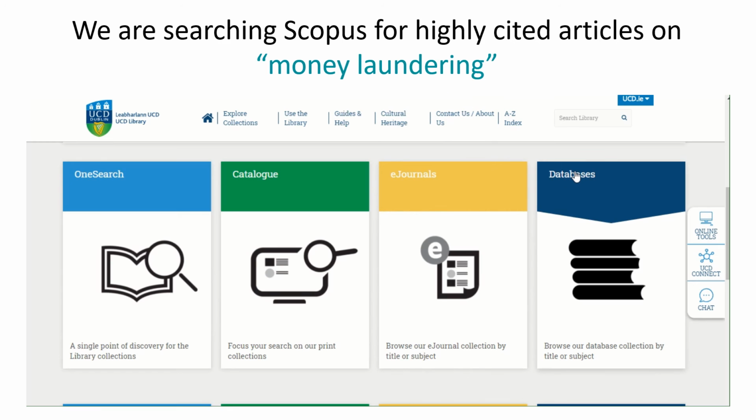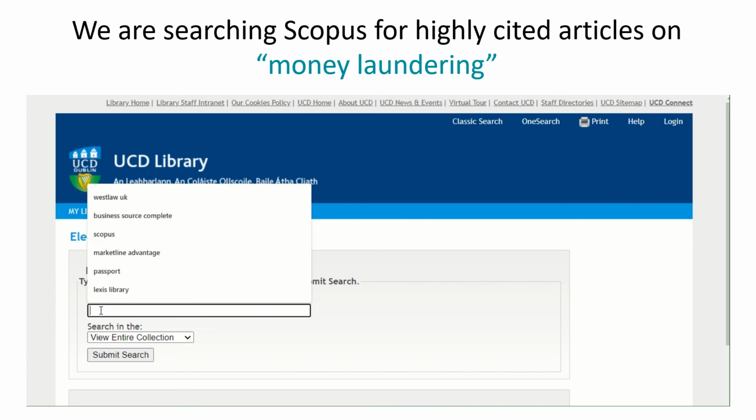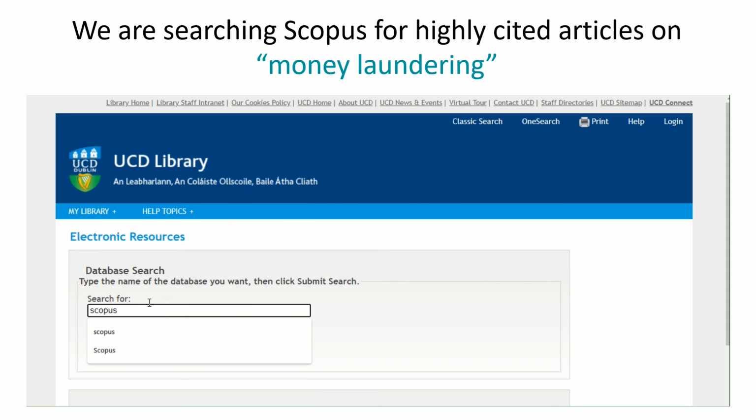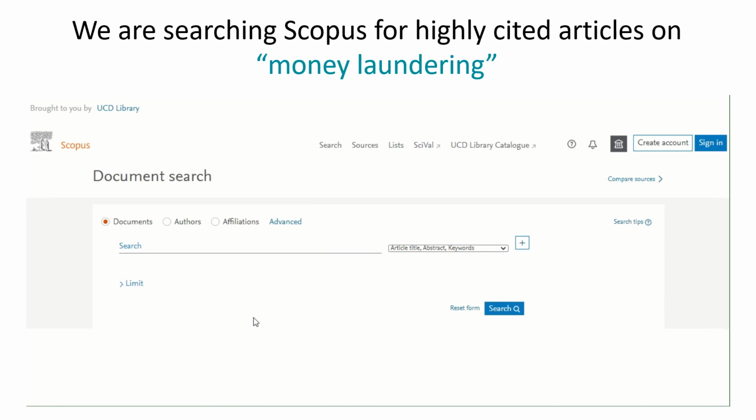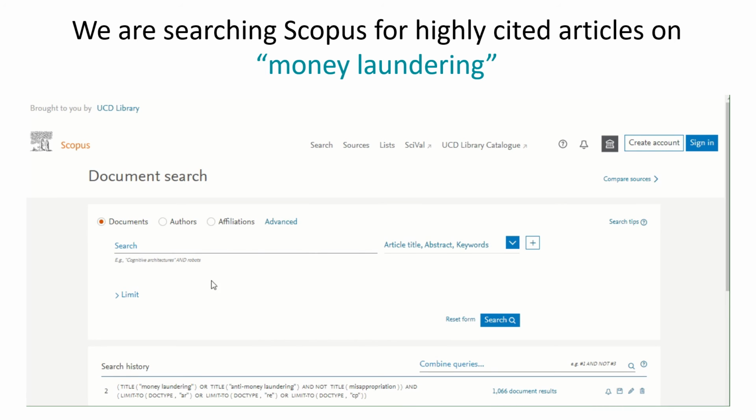To find the database Scopus, click on the Databases tab in the Online Tools page. Type in Scopus and click on Search. So Scopus is a multidisciplinary database where you can find highly cited articles, and you can click on the title to access it. So this is Scopus here, so I'm going to do a search, a phrase search here for "money laundering."